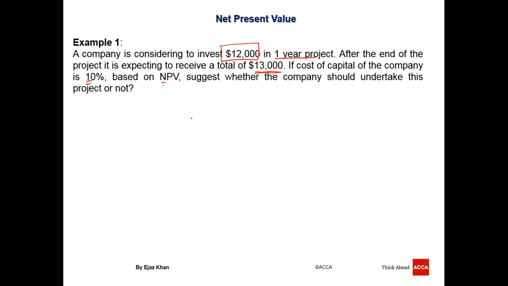First of all, we need to calculate the present value of the cash inflows. The amount that the company is going to receive is $13,000, so we need to find the present value of $13,000: 13,000 times 1.1 raised to the power minus 1. May I know what is the present value of $13,000? Okay, 11,818.